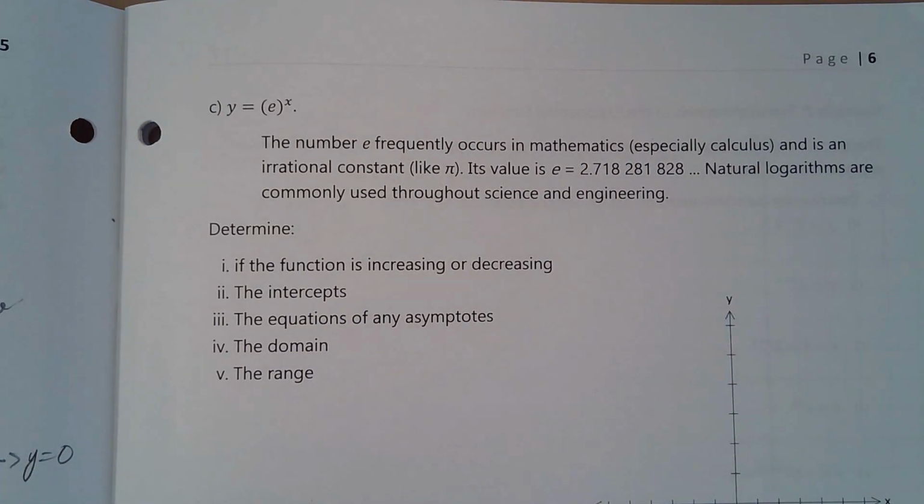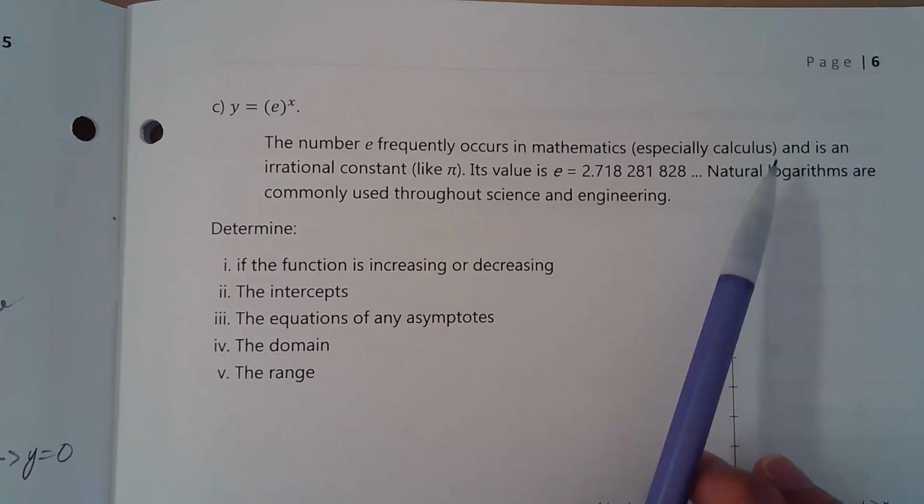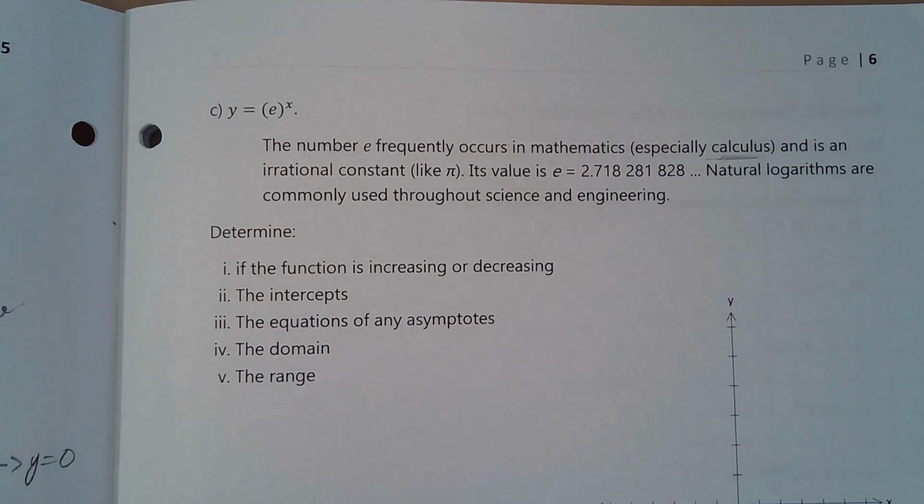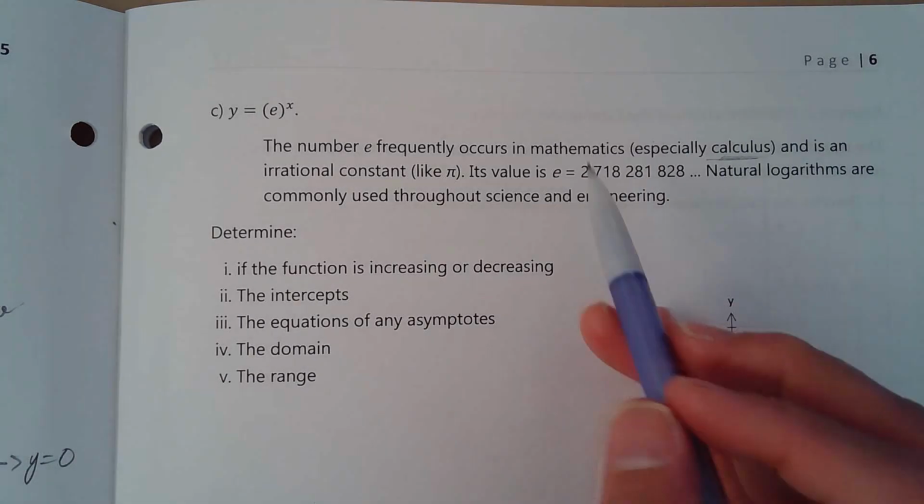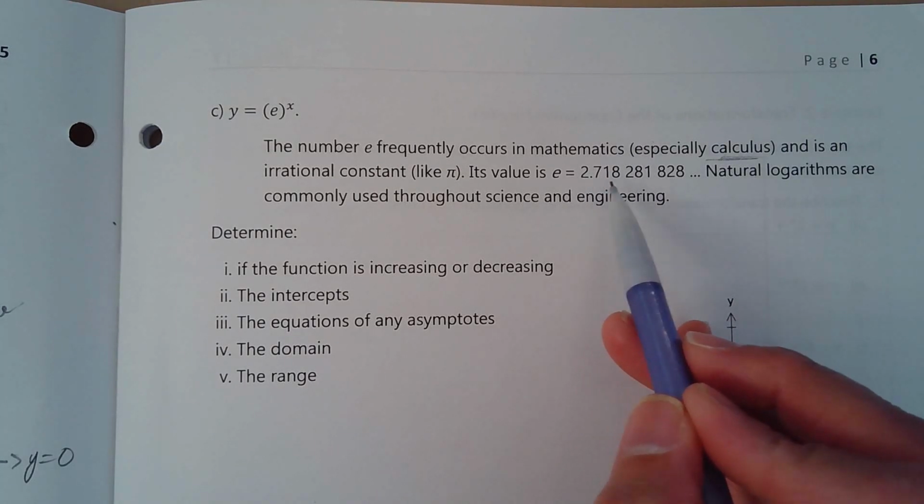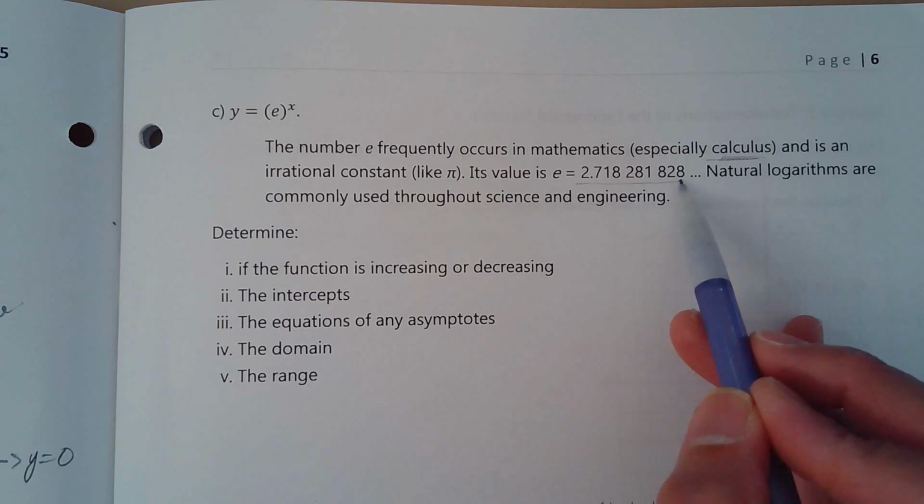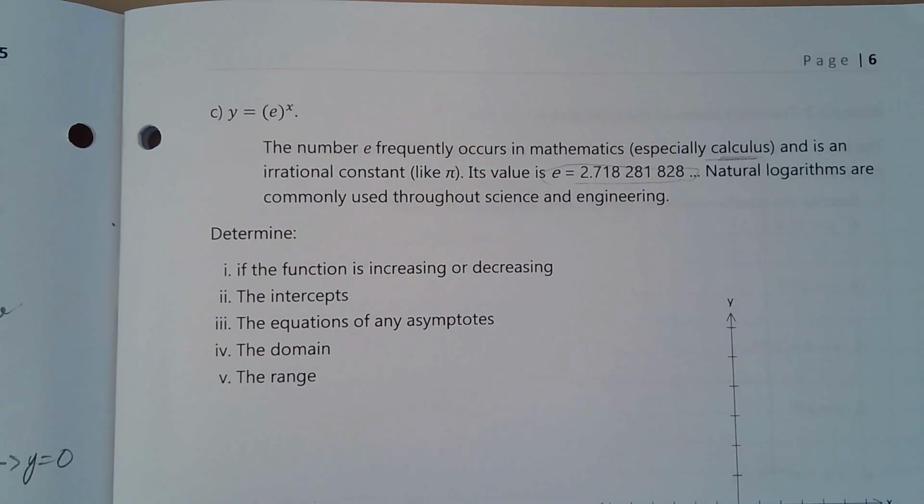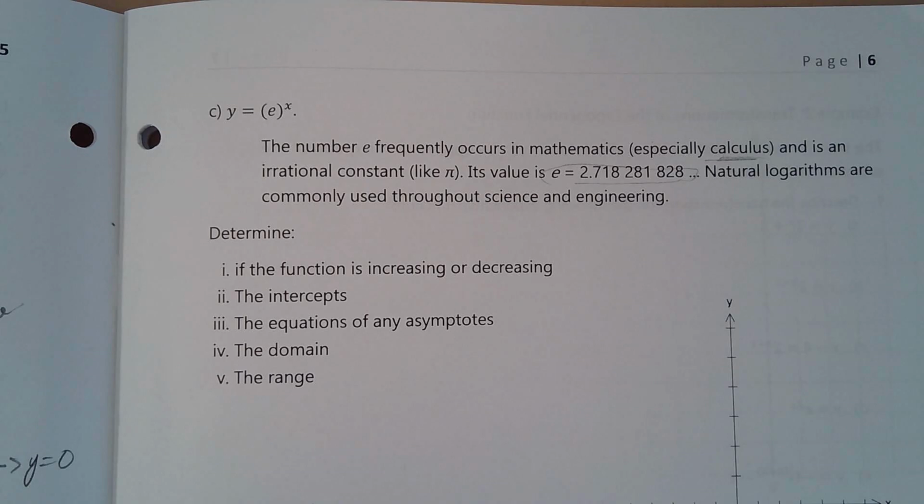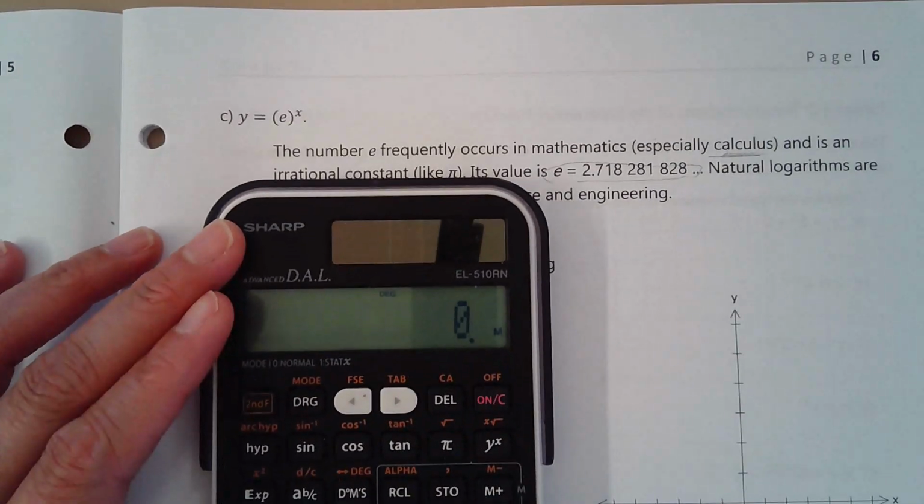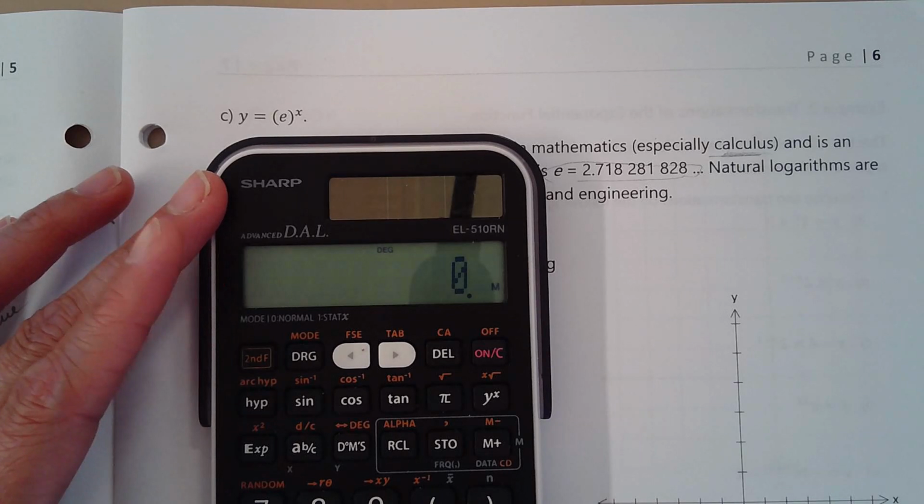Okay. Take a look at this one. This one's a little weird. The number e frequently occurs in mathematics, especially in calculus. So now it's showing the significance of this e value. And it's an irrational number like pi. The value for e is approximately 2.718. If you take out your calculator, you might see the e in there and wonder, what is e?